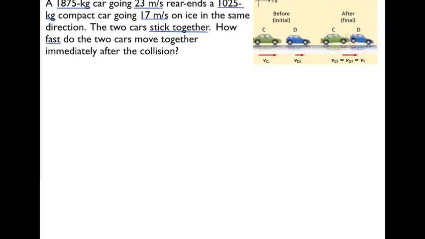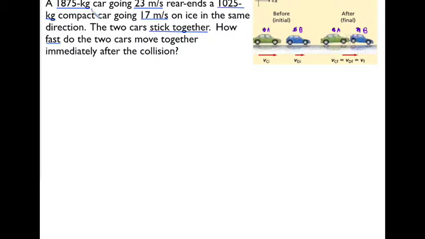Now, your book likes to call these car C and D, but I really prefer to just call them car A and car B. It's just easier. If you want to call them C and D, you can. If you want to call them X and Z, you can. It doesn't really matter. So let's write everything we know.